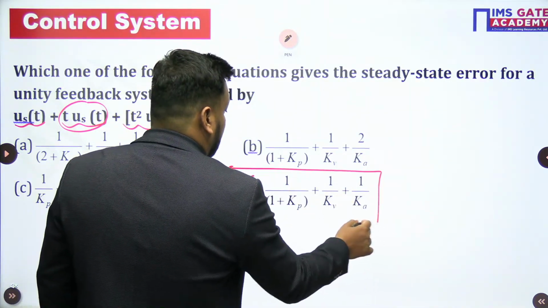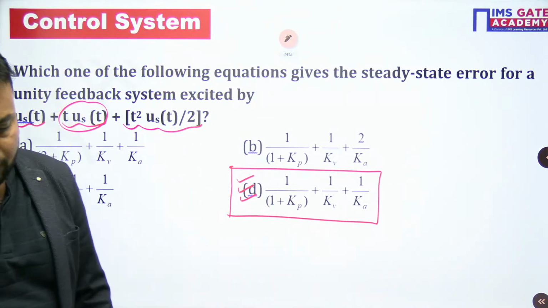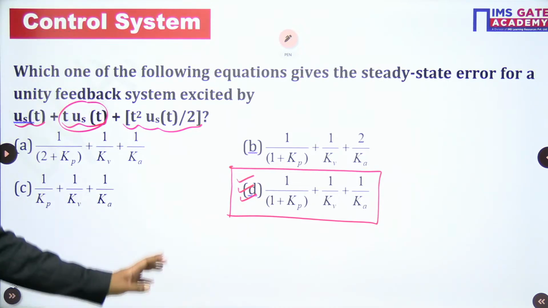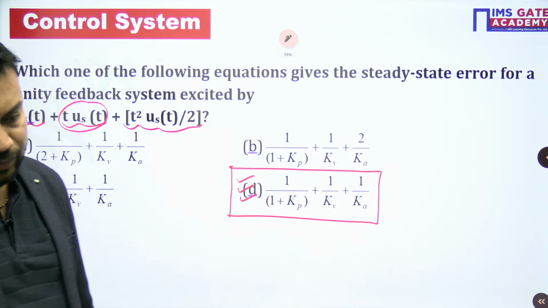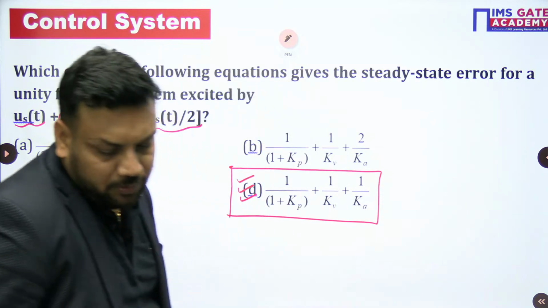So it means no calculation is required in this question. Only the formula is sufficient to solve this question. If you remember the formula, if you know the concept, just tick mark option number D and you can go for the next slide. Yes or no, pyare bachcho, just reply fast. I hope this is clear to you.